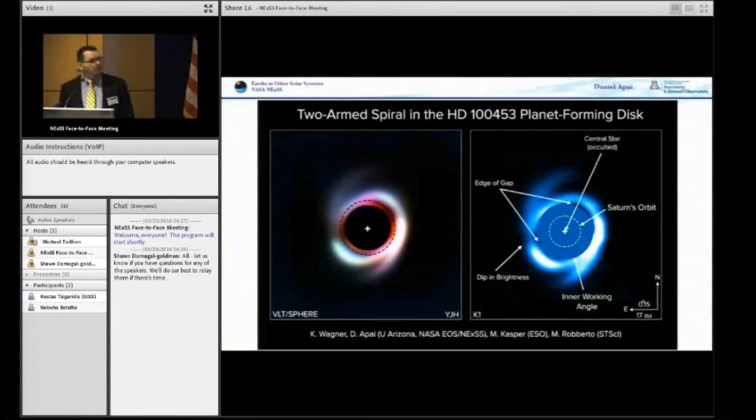We are also carrying out a large extreme AO survey of about 100 young stars, where we are searching for planets, determining the occurrence rates of giant planets. And along the way, we might make some unexpected discoveries. This is a study that was led by Kevin Wagner, a first-year graduate student in Arizona, who discovered this spectacular two-armed spiral in a young protoplanetary disk.